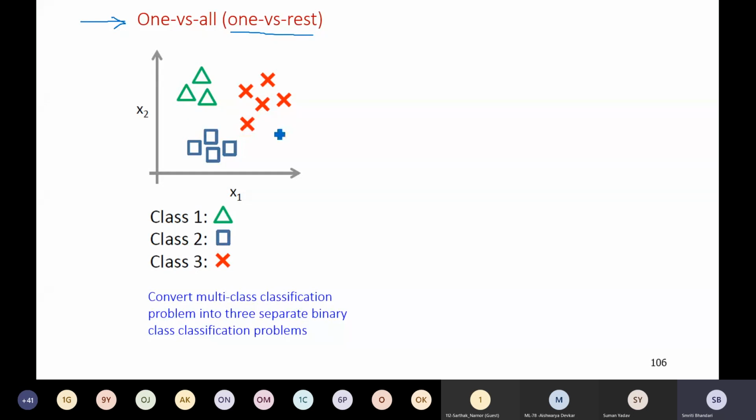I'll repeat. If we are having more than 2 classes, we are going to convert our multi-class classification problem into separate binary classification problems. So how many binary classification problems will be there? If I am having 3 classes, I'll be having 3 separate binary classification problems. So I'm going to solve these binary classification problems and come up with the solution for multi-class classification. How? Very simple, straightforward logic.